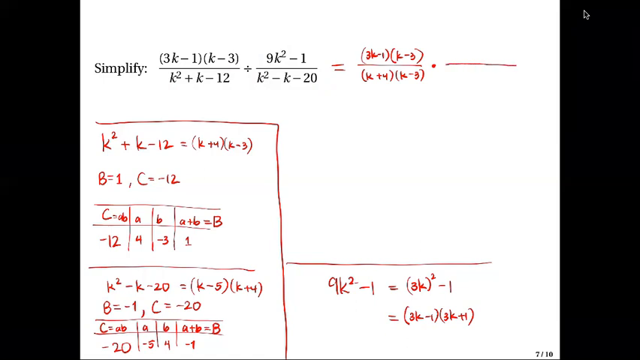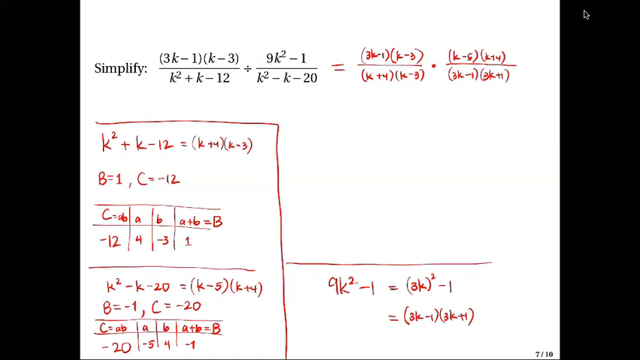So for the numerator, we have k squared minus k minus 20. It will go to the numerator. Factored form is this. So we have k minus 5 times k plus 4. And for the denominator, we have 9k squared minus 1. It will go to the denominator here. And we were able to factor that into 3k minus 1, 3k plus 1.